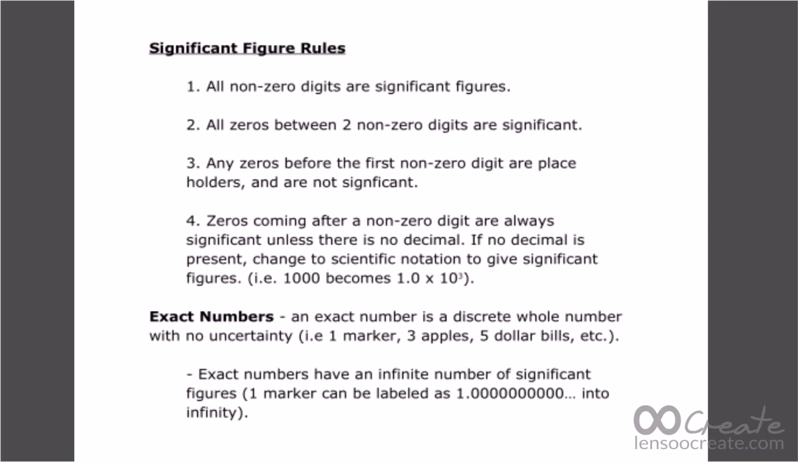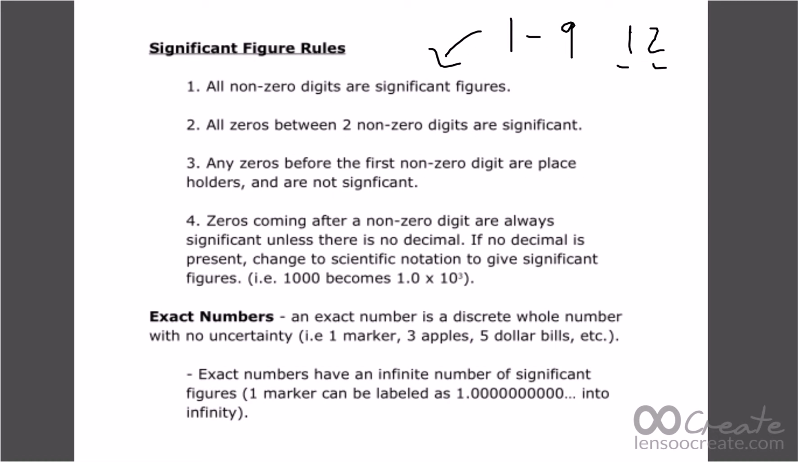Number 1, all non-zero digits are significant figures. And I'm going to mention that is digits 1 through 9. A lot of times people will say, how come 12 isn't included in that? Well, the reason is that 12 has 2 significant figures. The tens place has a 1, and the ones place has a 2. So those are 2 significant figures.